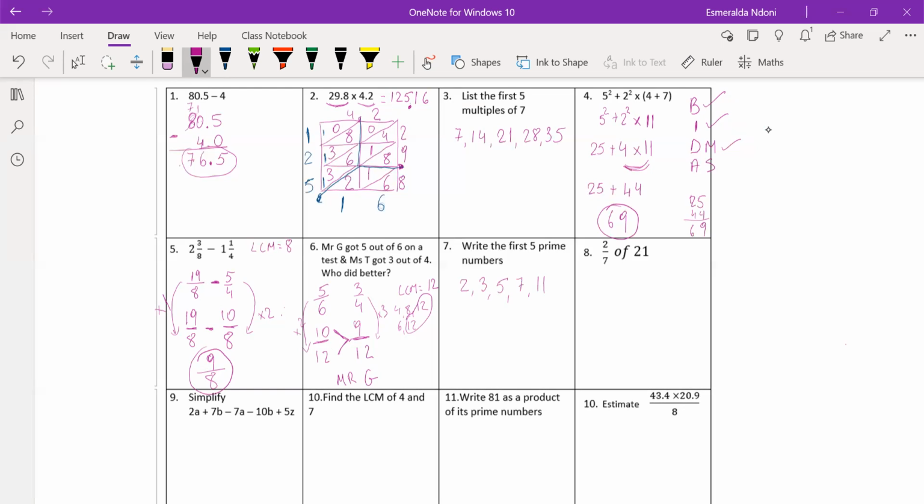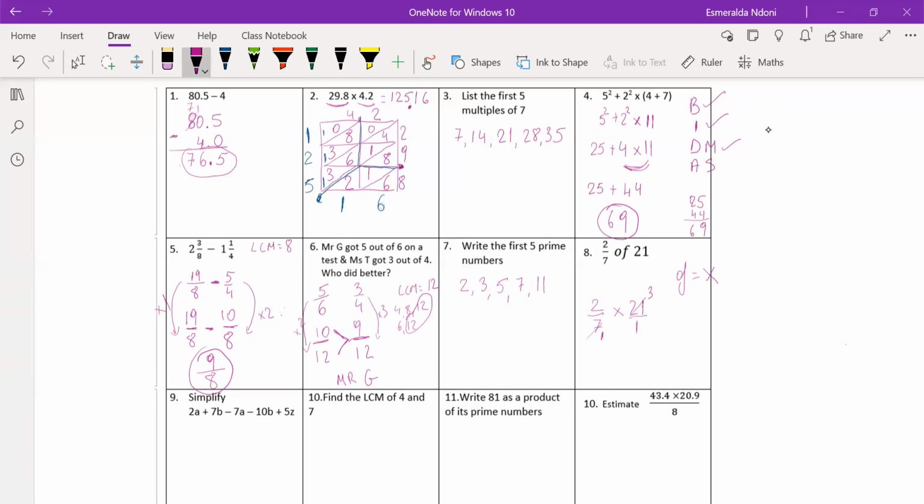Question number 8, 2 sevenths of 21. So "of" is the same as multiply. So 2 sevenths times 21. We write it over 1 to help ourselves. Then we know to cancel. Make your life simple, simplify first. So we divide both of these by 7.